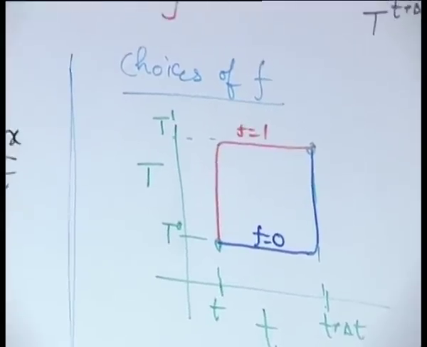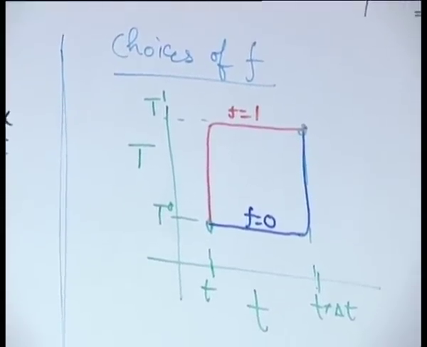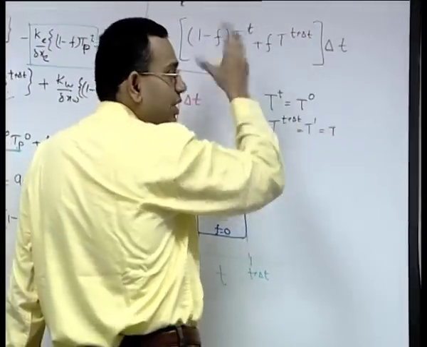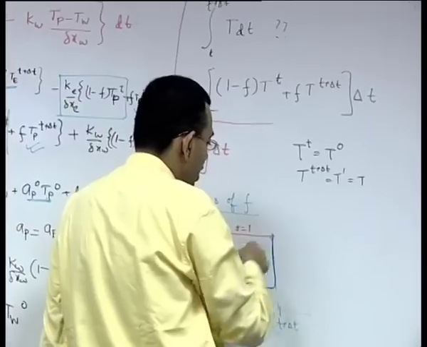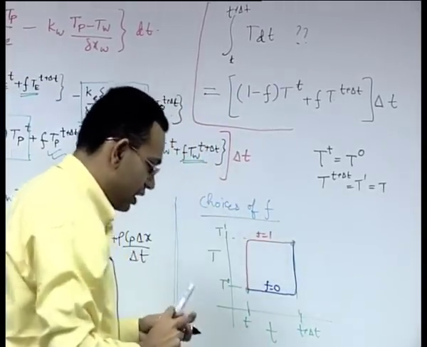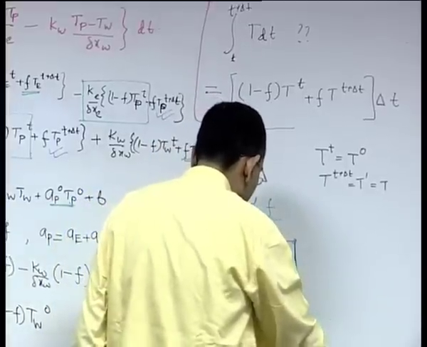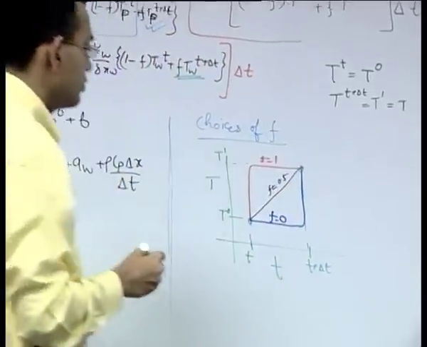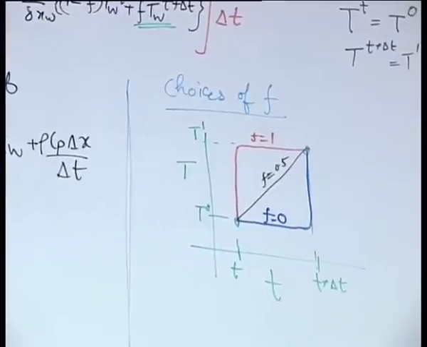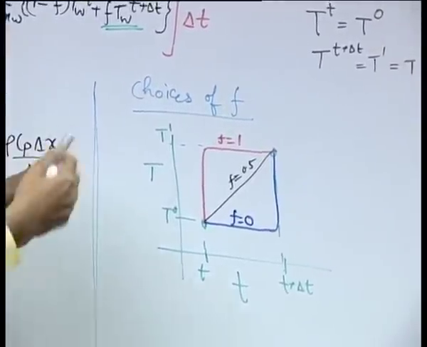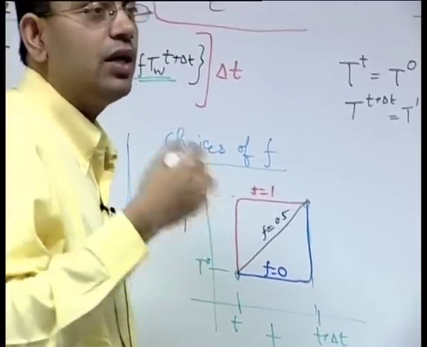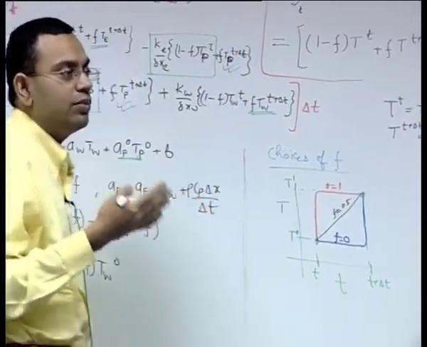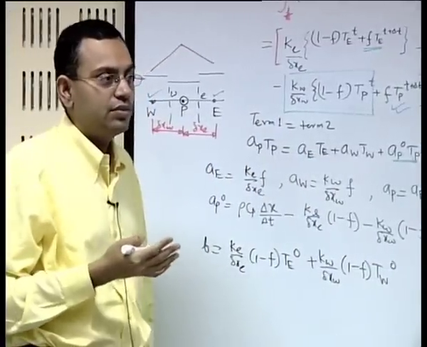If you have f equal to half as an intermediate example, then it is a 50-50 combination of T at 0 and T at 1, and in between it can be interpolated linearly, so that this is f equal to 0.5. So you can see that accordingly you can design different time integration schemes depending on what value of f you choose. What value of f you choose is your matter of designing the discretization problem.